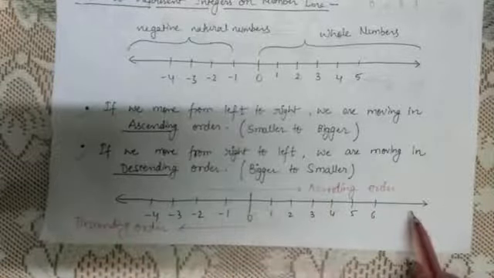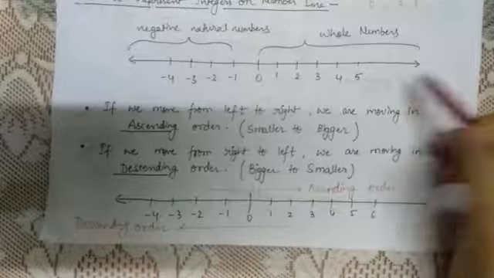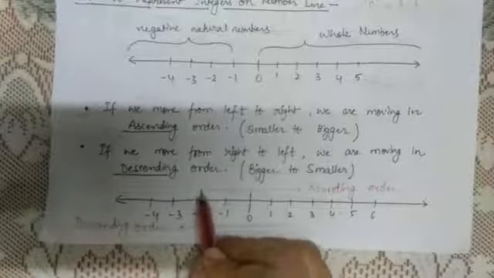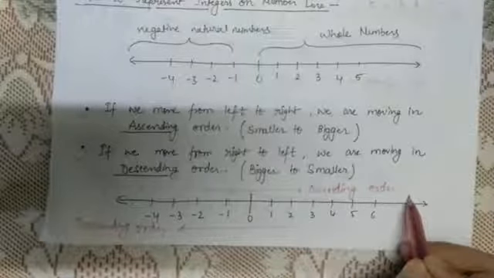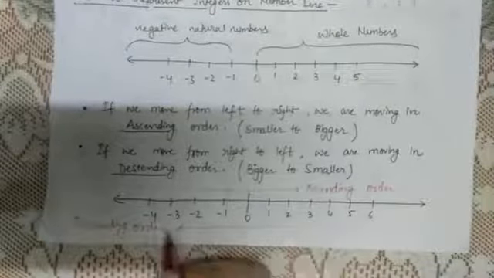We can study again, it's like that. This is the number line, same as I have shown over here. We are moving from left to right, we are going in the ascending order. We are coming from right to left, that is the descending order.